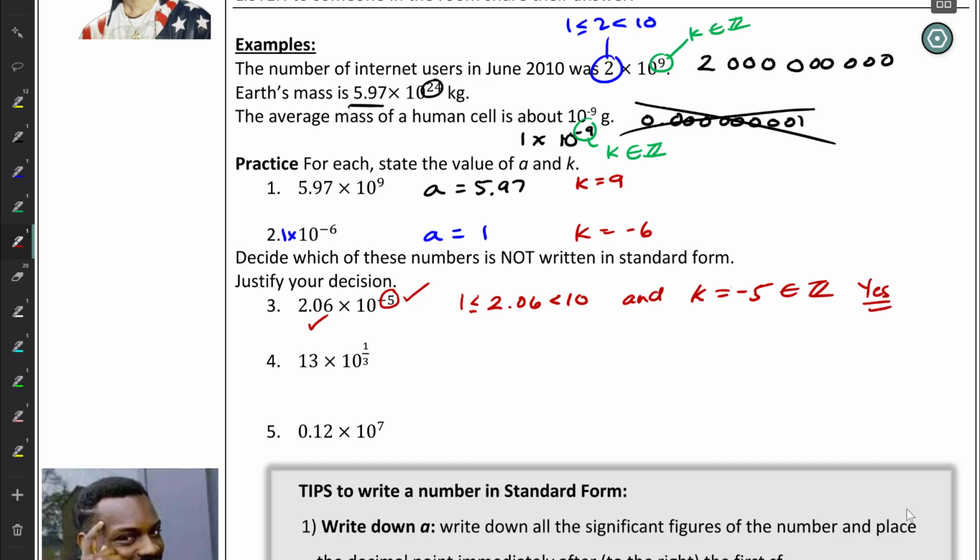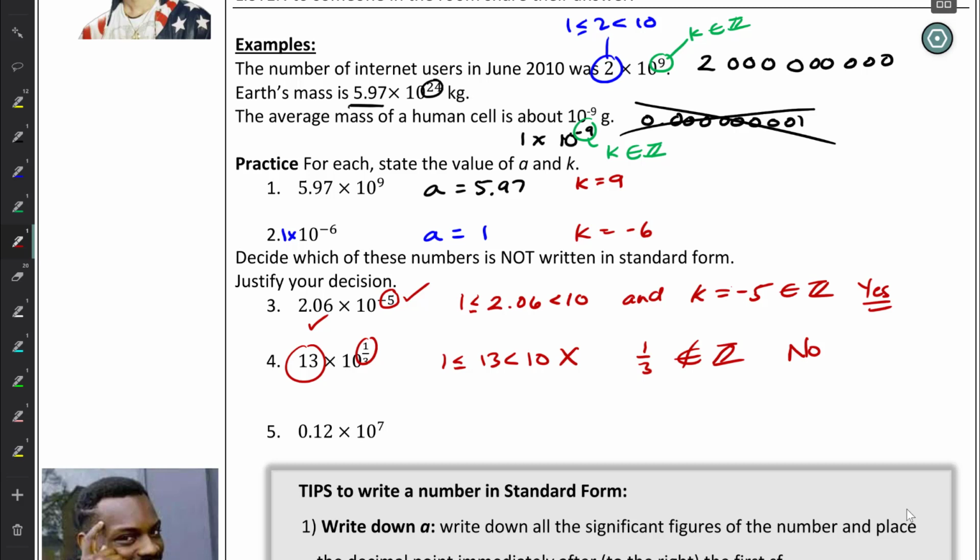Okay? With the next one, 13 times 10 to the 1/3, we can see pretty clearly right off the bat, 13 is not going to be in between 1 and 10. So right away, it's wrong. We can also see that k does not belong to the integer set. 1/3 is not an element of Z. So we would say, no, this is not in standard form.